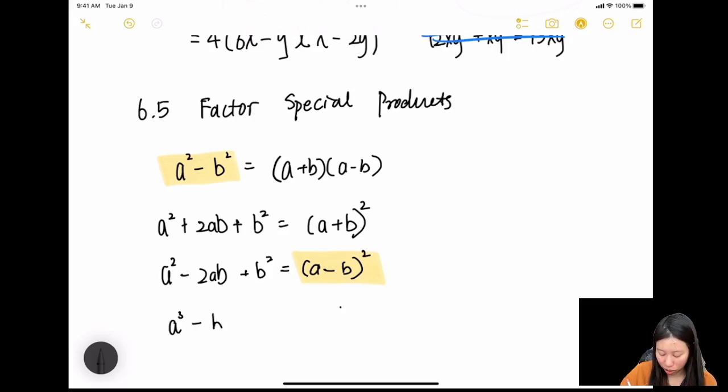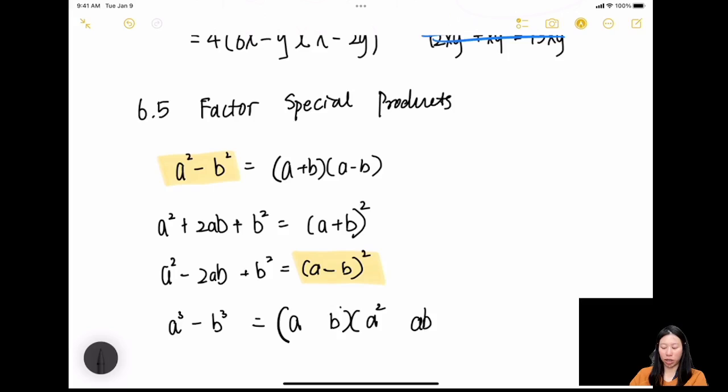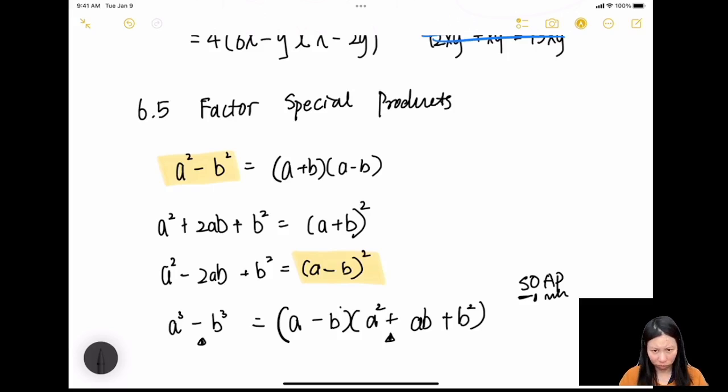Okay, and then we also have, not the trinomial, sorry, the difference of cubes. So a cubed minus b cubed, we have a minus b, and then a squared, ab, and b squared, followed by the SOAP. What's SOAP? Same sign, which is subtract, opposite, which is plus, and always positive. And then the subtraction is the same.